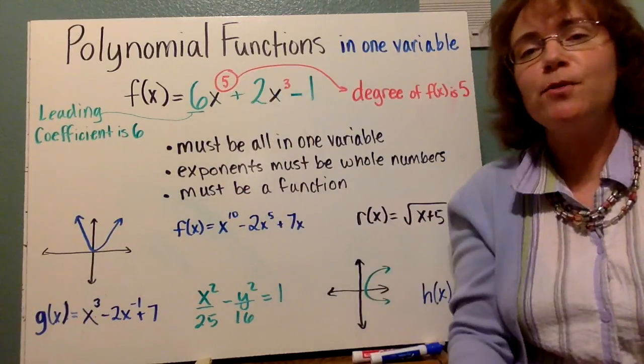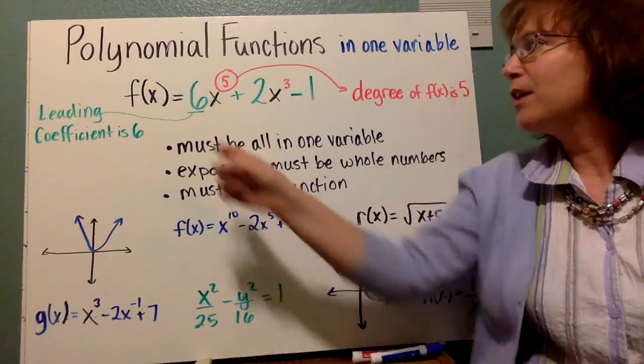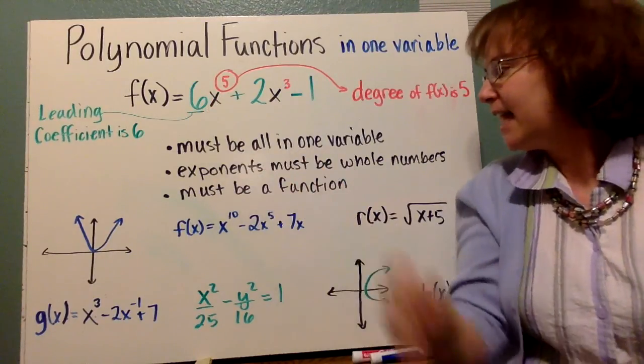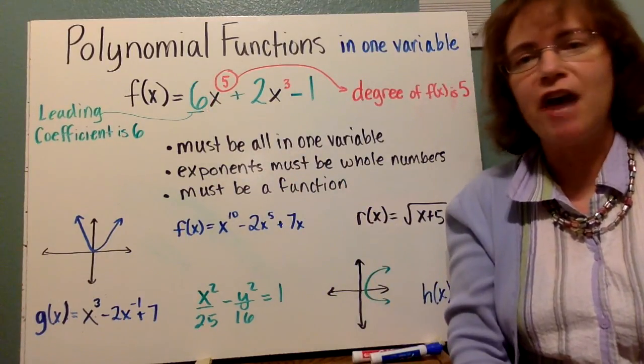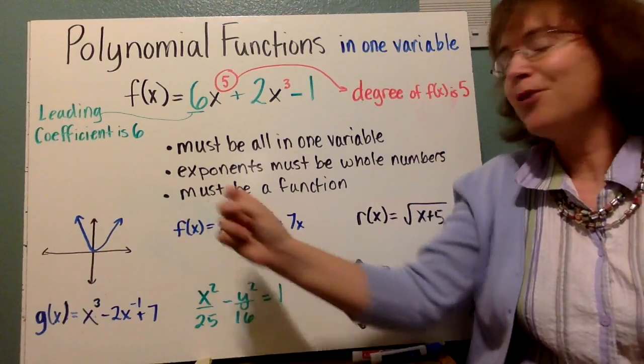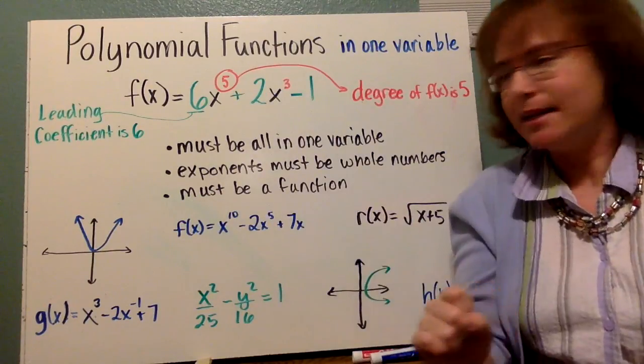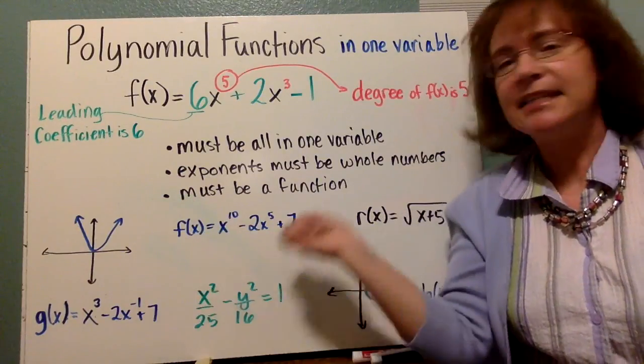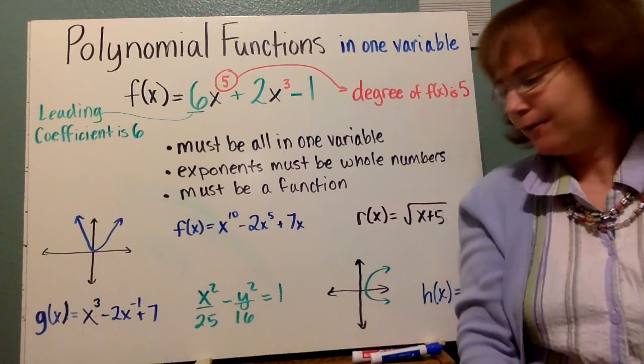Now, to be a polynomial function, it must be all in one variable, in this case x. The exponents must be whole numbers, not fractions, and not negative numbers. It also must be a function, which is implied by the name. So let's take a look at some examples and see if those are polynomial functions.